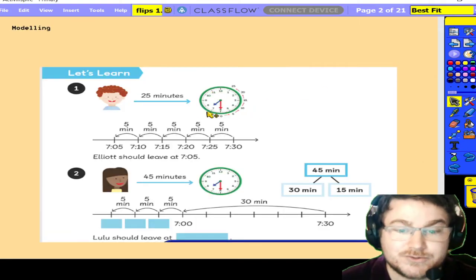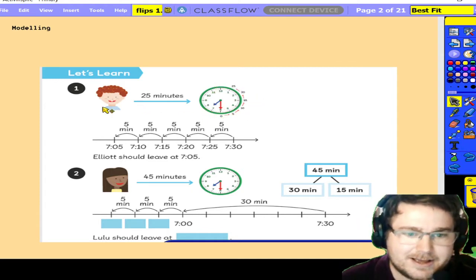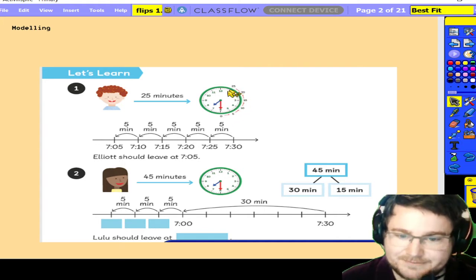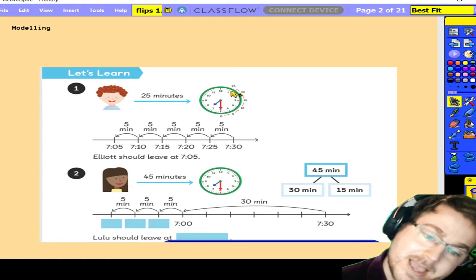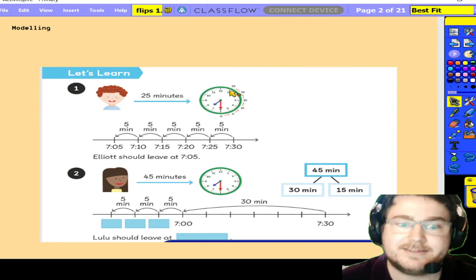So you could use a clock and you can go back just like what Elliot does here in fives, so he can count backwards in fives as well. So we go 5, 10, 15, 20, 25. So we can move the minute hand around to there, which would say 7:05 or 5 minutes past 7.